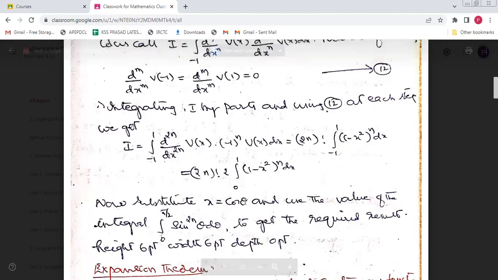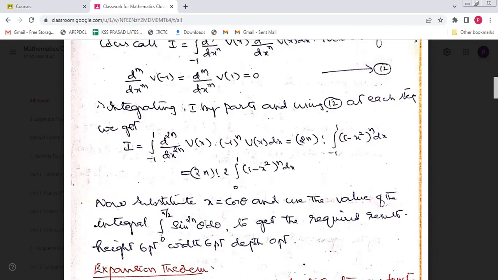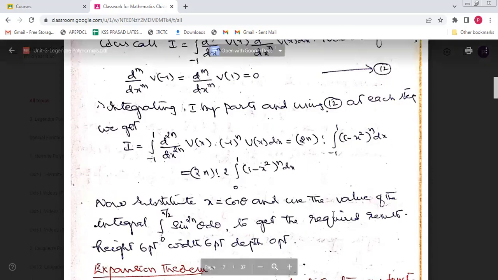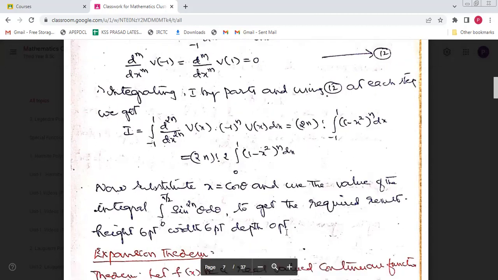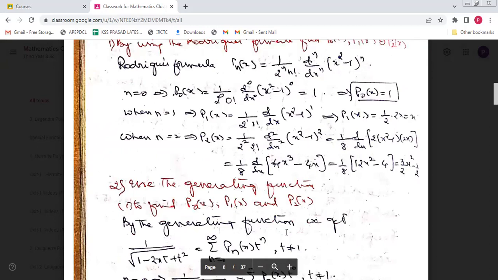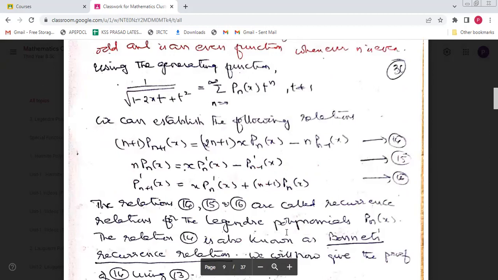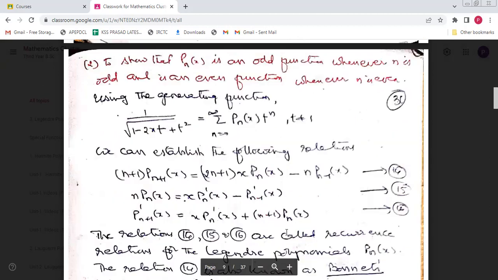Now if we substitute using the parametric formula, the integral becomes easy. If you apply x equal to cos theta, automatically we use the value of the integral 0 to pi by 2 of sin to the power of 2n theta d theta to get the required result. In this way we can calculate. Okay, that is one problem. Next, another important one that we are going to see.